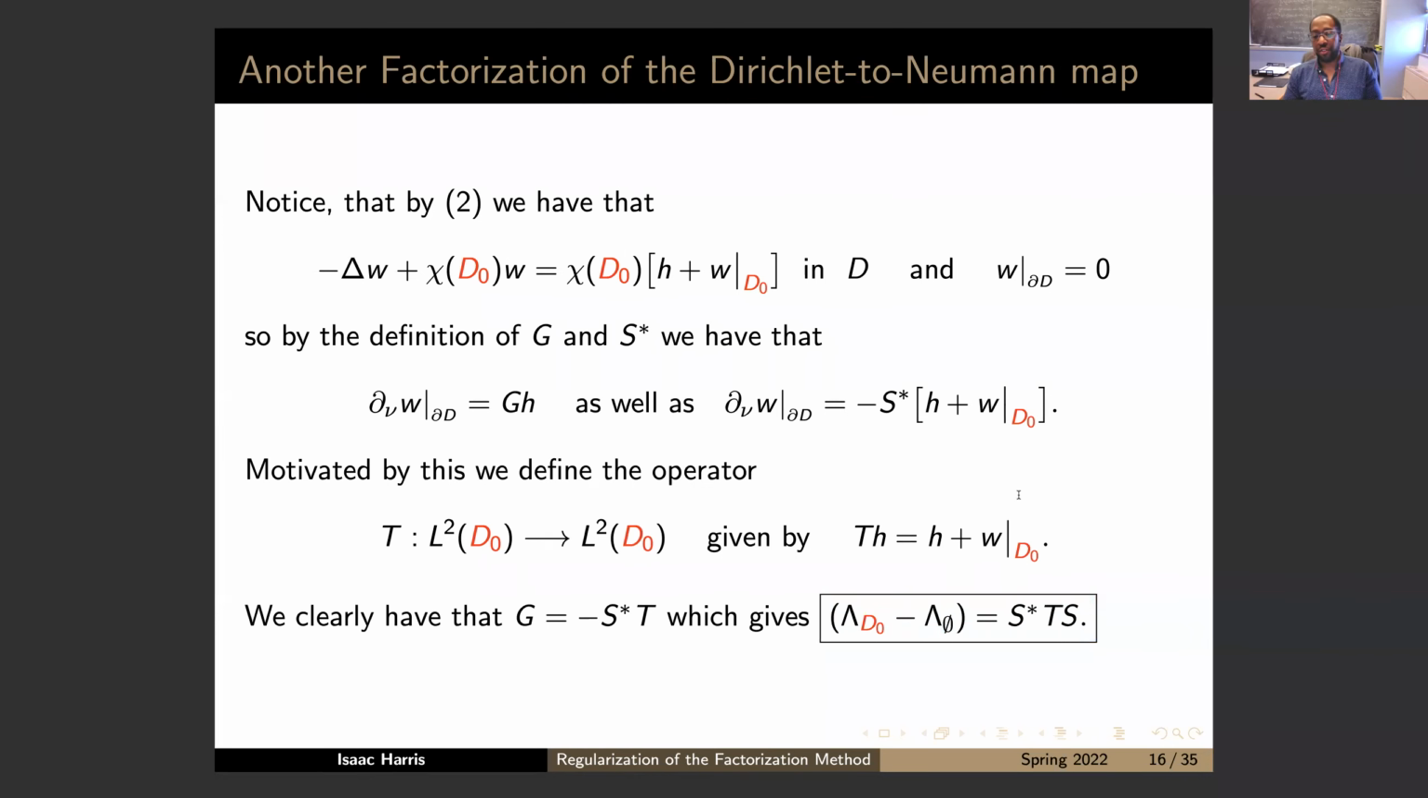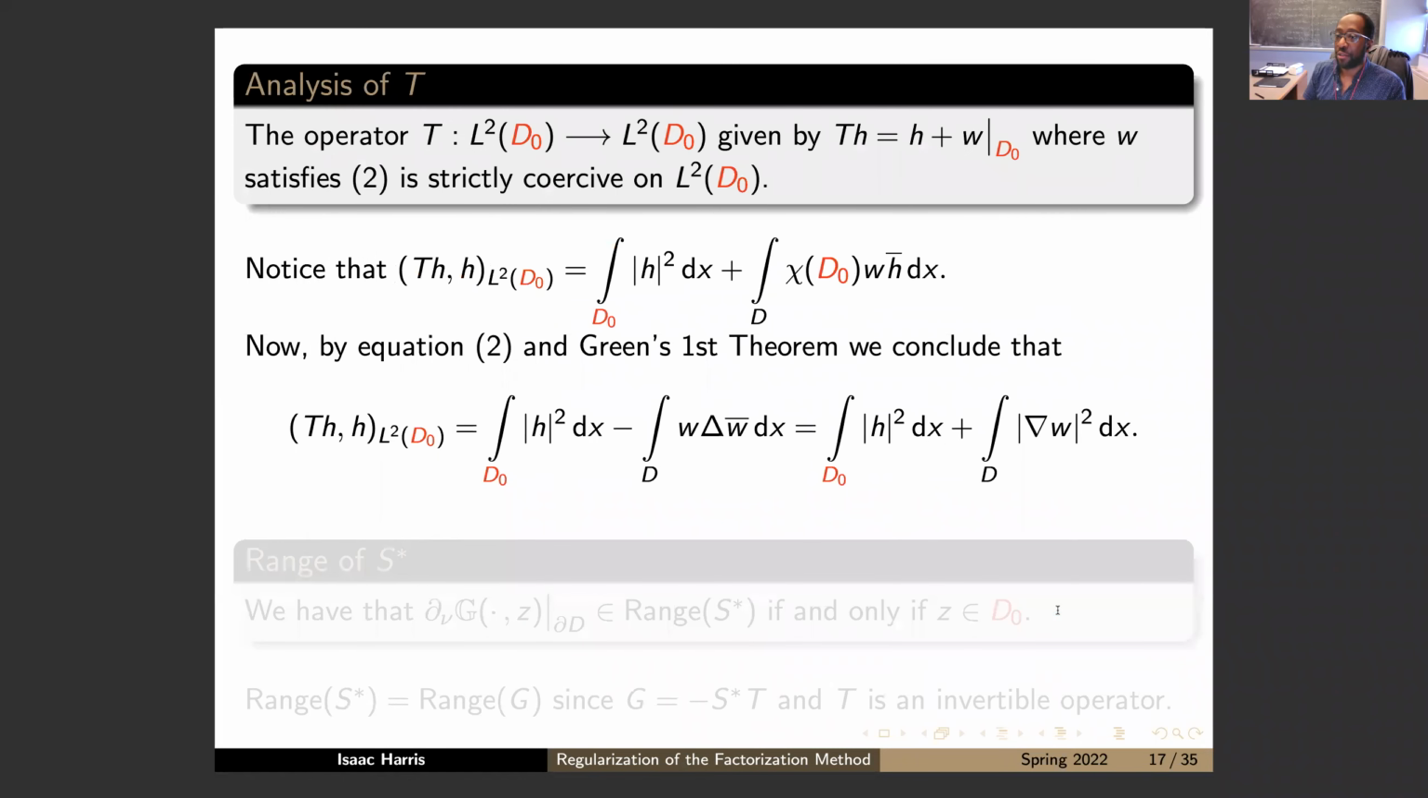And so one other thing you need for the factorization to work is a coercivity type property for the middle operator. And you can show that the operator T here is actually strictly coercive on all of L2. And that's a simple argument: use the PDE and integrate by parts. The inner product of TH and H is by definition this. And then if you use equation 2, which basically says that the indicator function times H is equal to the Laplacian of W everywhere in D, you get this here. And then you just use Green's first theorem, and there's no boundary term because W has a 0 Dirichlet condition. So this, for sure, tells me that T is coercive on all of L2.